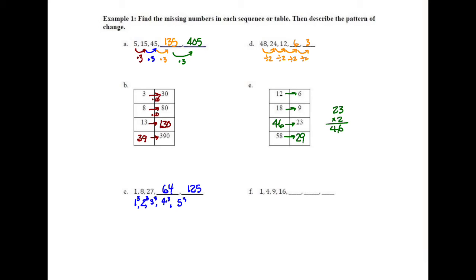The last one. This is another one of those patterns that you need to recognize. So this is 1 squared and 2 squared, 3 squared, 4 squared. So the next ones will be 5 squared, then 6 squared, then 7 squared. So 5 times 5 is 25, 6 times 6 is 36, and 7 times 7 is 49.